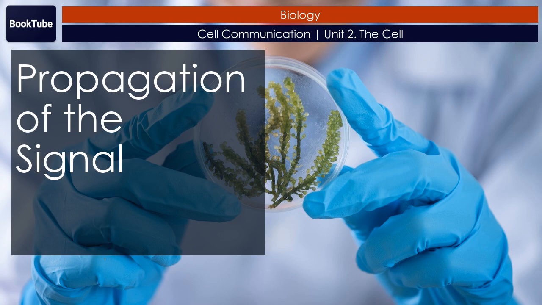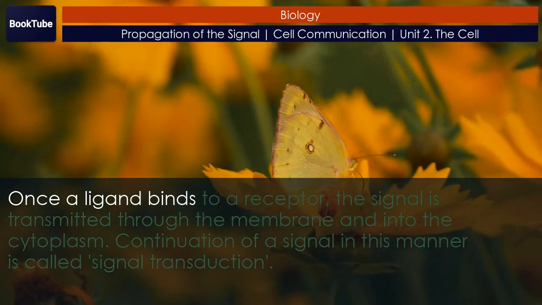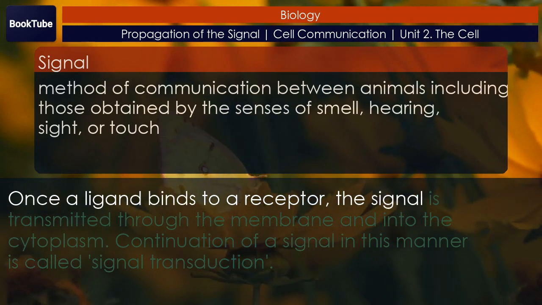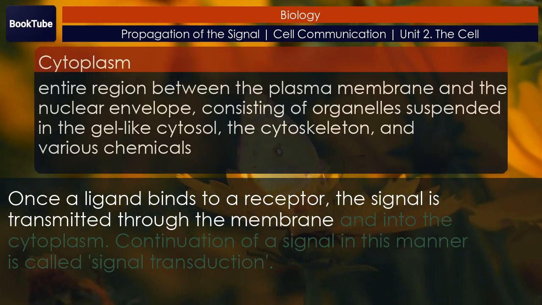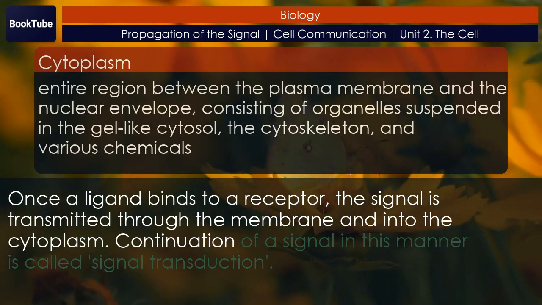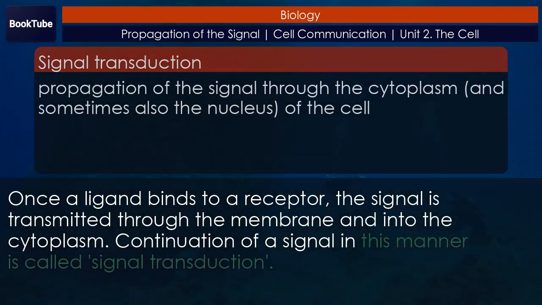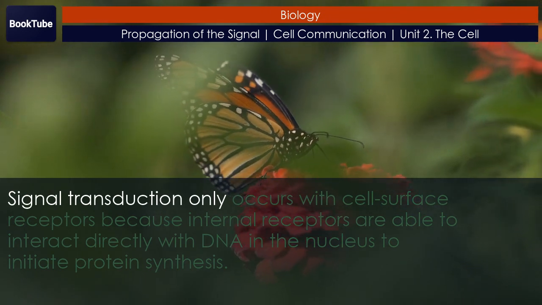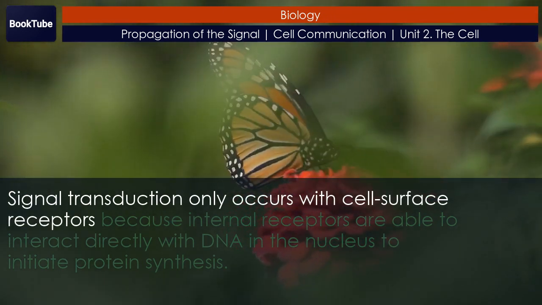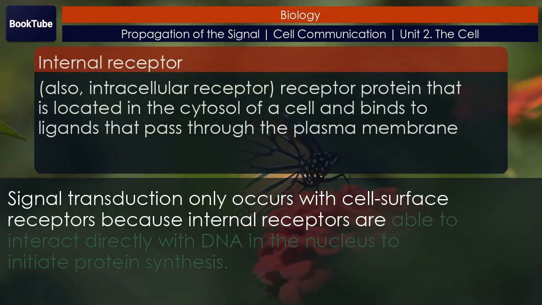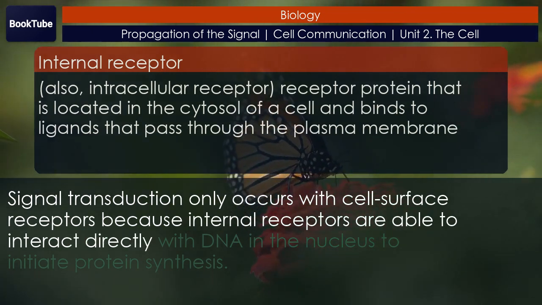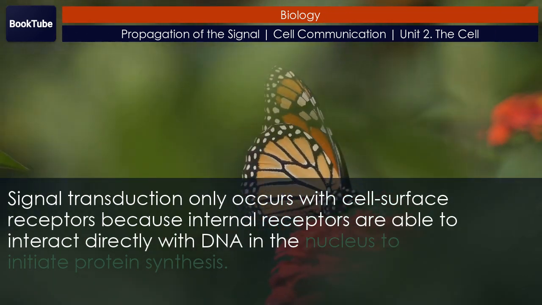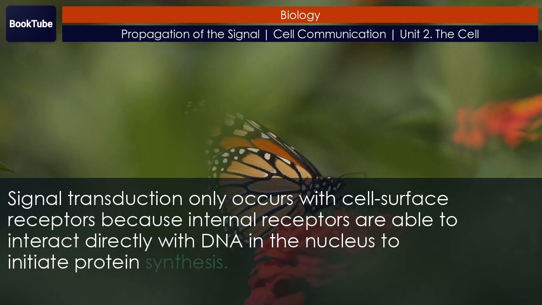Propagation of the signal. Once a ligand binds to a receptor, the signal is transmitted through the membrane and into the cytoplasm. Continuation of a signal in this manner is called signal transduction. Signal transduction only occurs with cell surface receptors because internal receptors are able to interact directly with DNA in the nucleus to initiate protein synthesis.